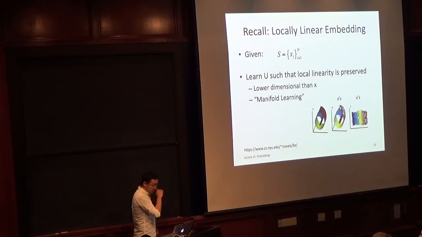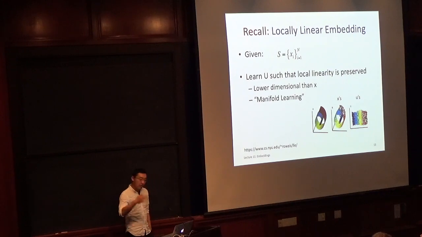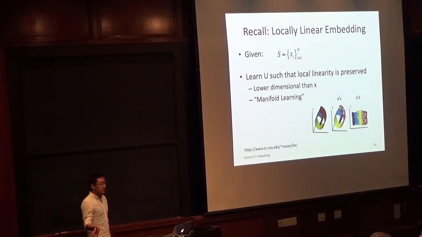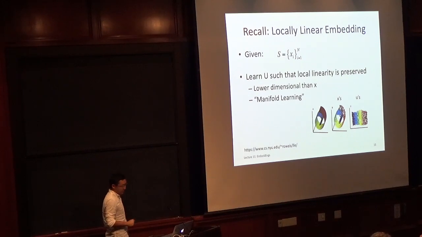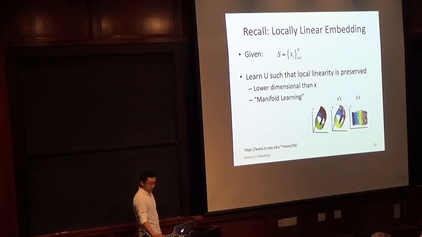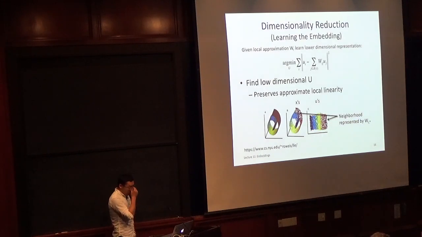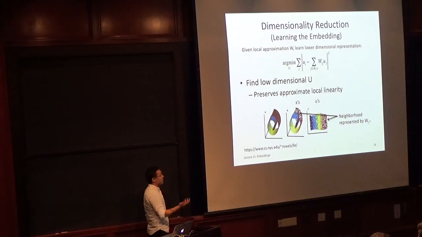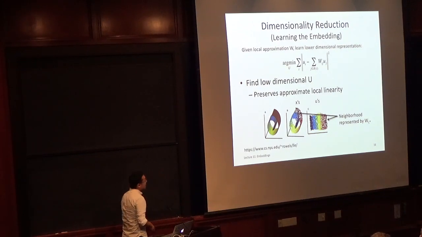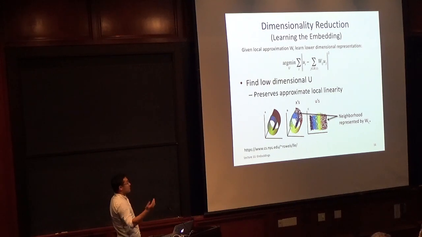Okay, but recall that the goal of learning this embedding is to learn a new representation of every data point. I'll call it U. For local linear embedding, the goal is to learn such a U that the local linearity property is preserved, and we want this U to be lower dimensional than X. So, okay, what do we do next? We have this W, estimated from the raw data. Now we're going to learn a U that respects this local linear relationship.